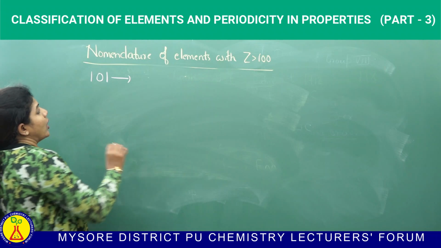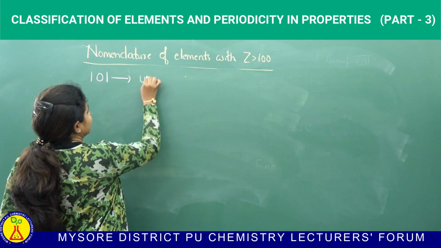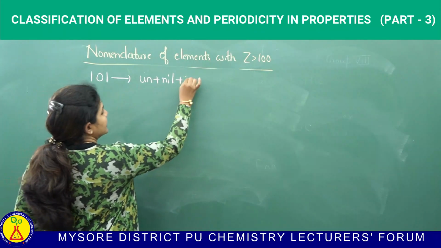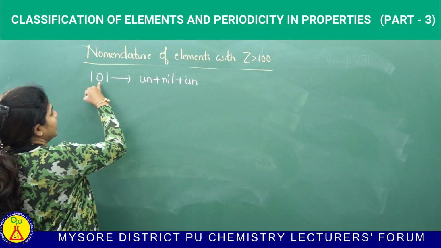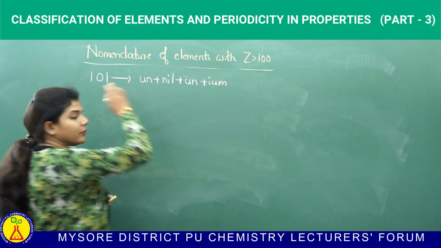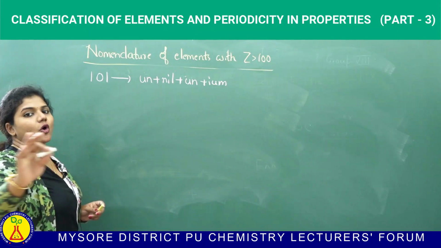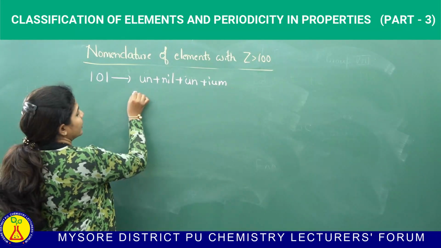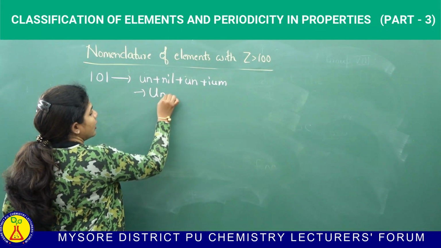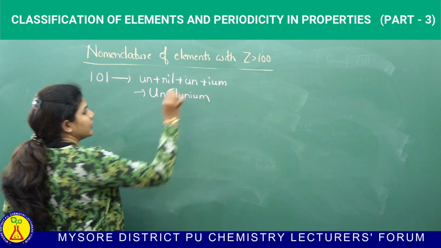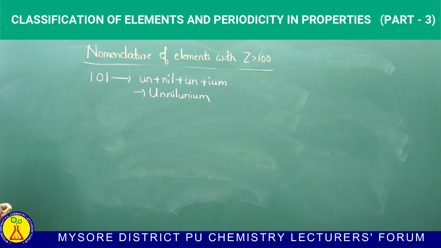101. 1 in Latin is called un. 0 is called nil. 1 is called un. Un, nil, un. At the end you are going to add a suffix which is called IUM, common for all elements with atomic number 101 to 118. When you add this, what will you get? Un, nil, un, ium. This is the recommended name for the element with atomic number 101.